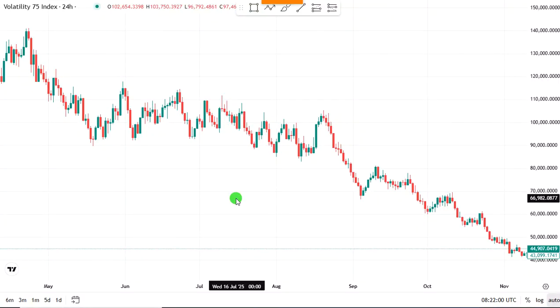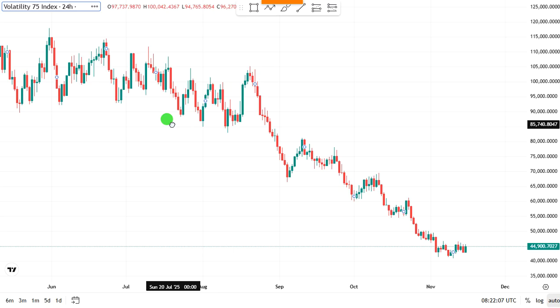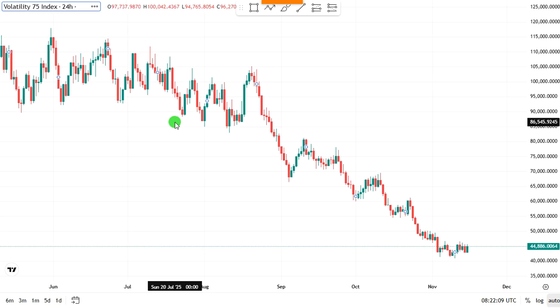Guys, good morning. Today we're looking at our chart on the volatility indexes, which are the synthetic indices, and we'll be starting up with Volatility 75.